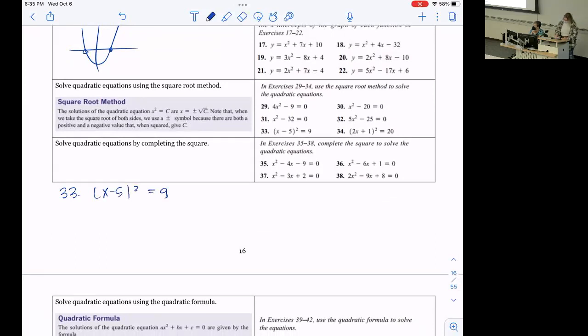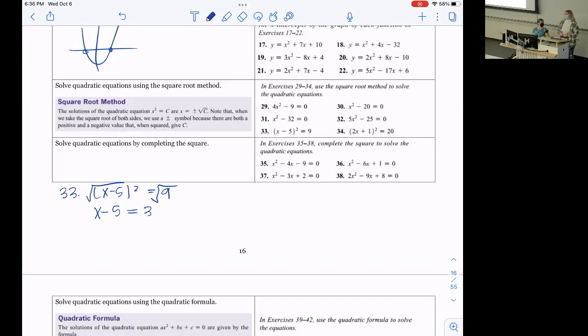So for this one, the constant is already moved over to the other side, so we don't have to manipulate the equation any further before we take the square root. So now, to get rid of that squared, we just have to take the square root of both sides, which leaves us with x minus 5 equals, and the square root of 9 is 3.